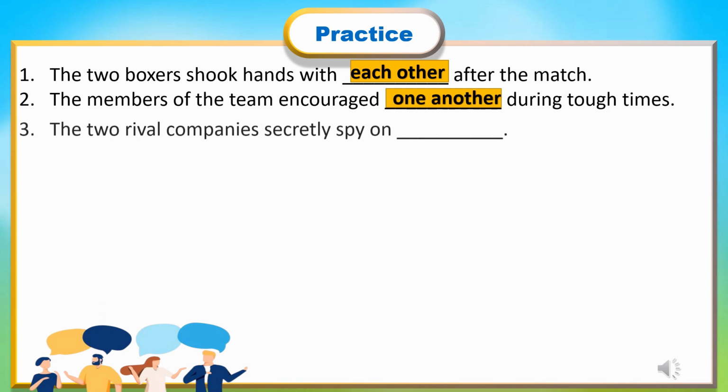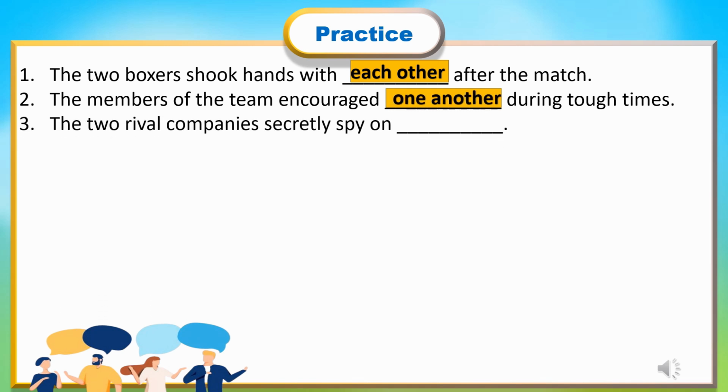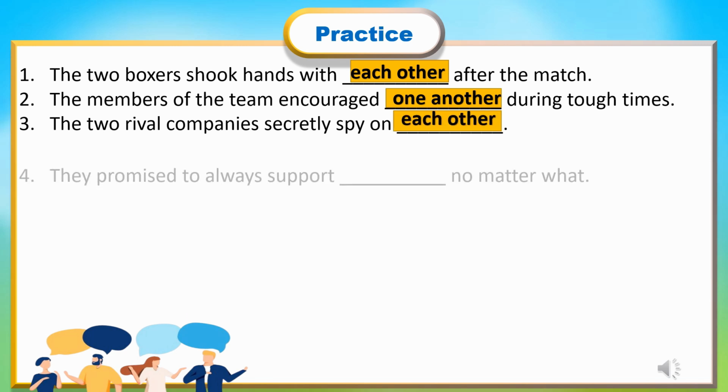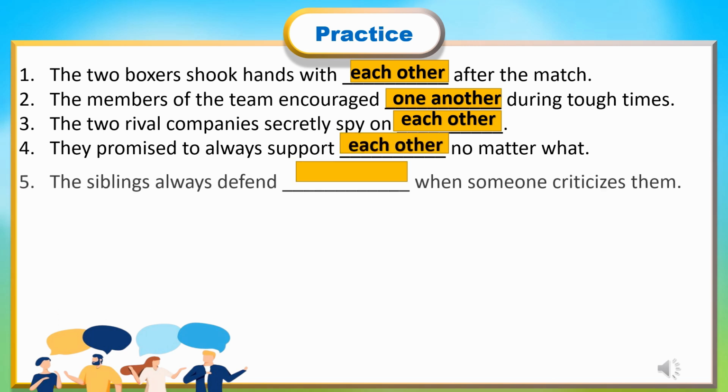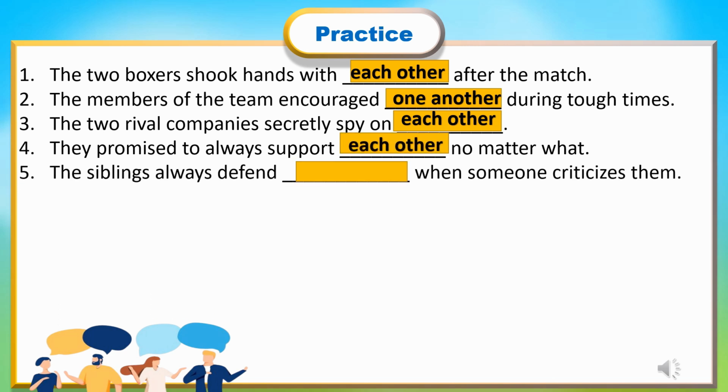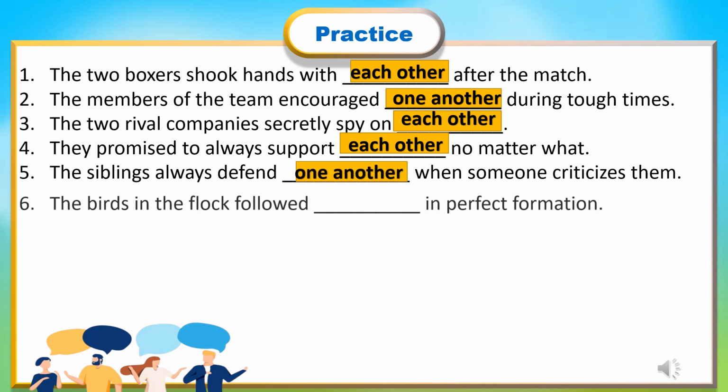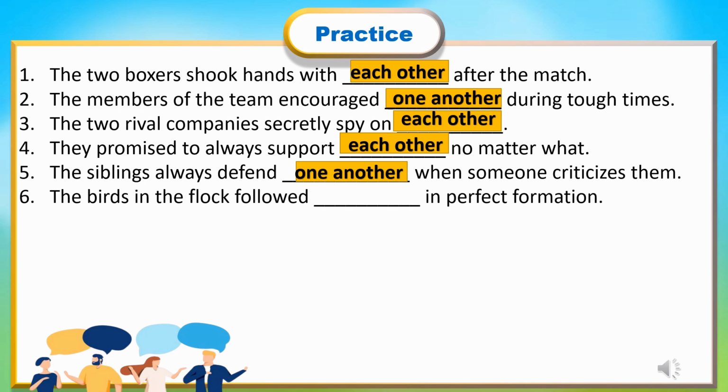The two rival companies secretly spy on blank. Answer: each other. They promise to always support blank, no matter what. Each other for two parties. The siblings always defend blank when someone criticizes them. One another for three or more. The birds in the flock followed blank in perfect formation. One another for a group.